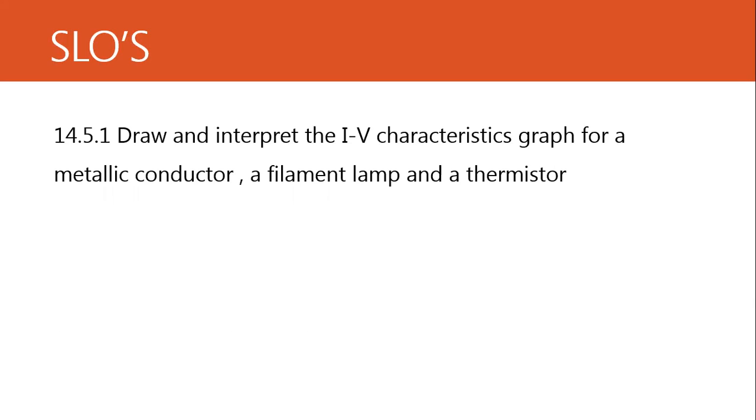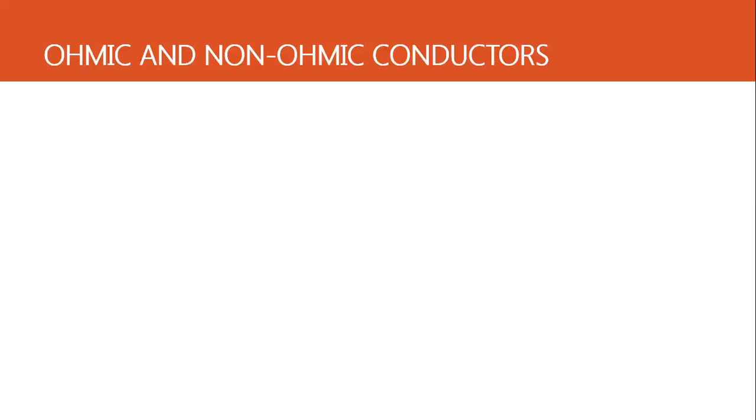The SLO of this topic is to draw and interpret the IV characteristic graph for a metallic conductor, a filament lamp and a thermistor. The second SLO is to describe electric power. Before doing these two SLOs, we are doing ohmic and non-ohmic conductors.